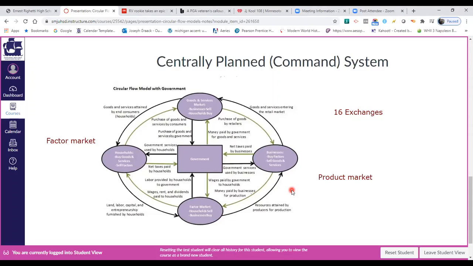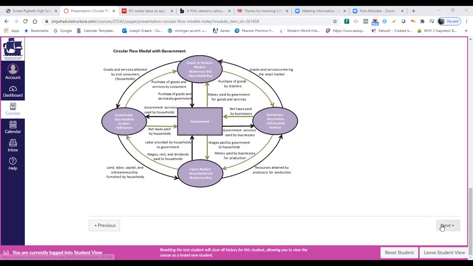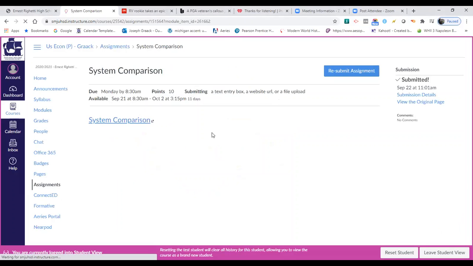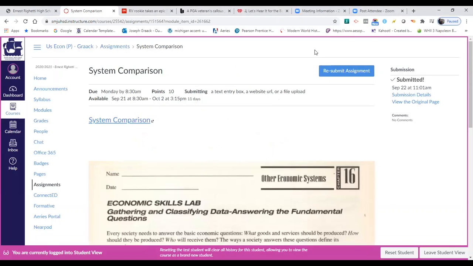Okay. Any other questions? Okay. So go ahead and on your Canvas, click next and get to this system comparison page right here.